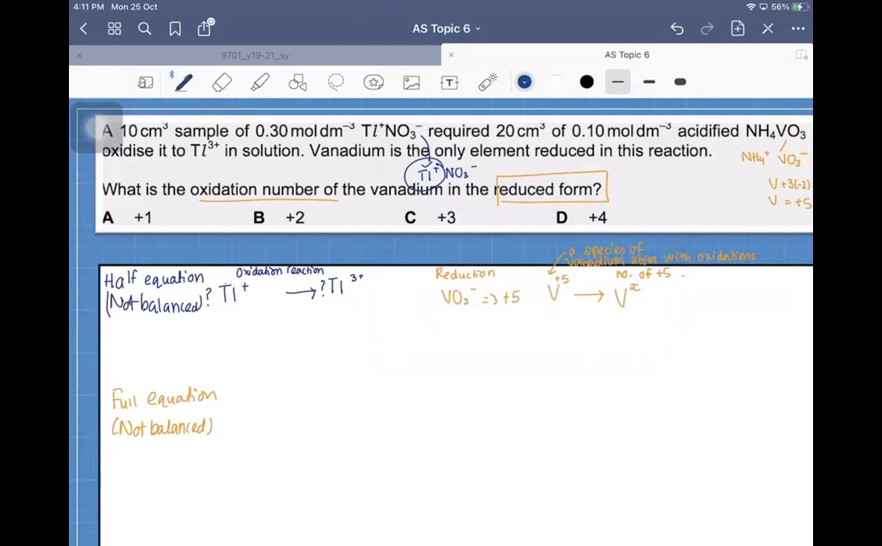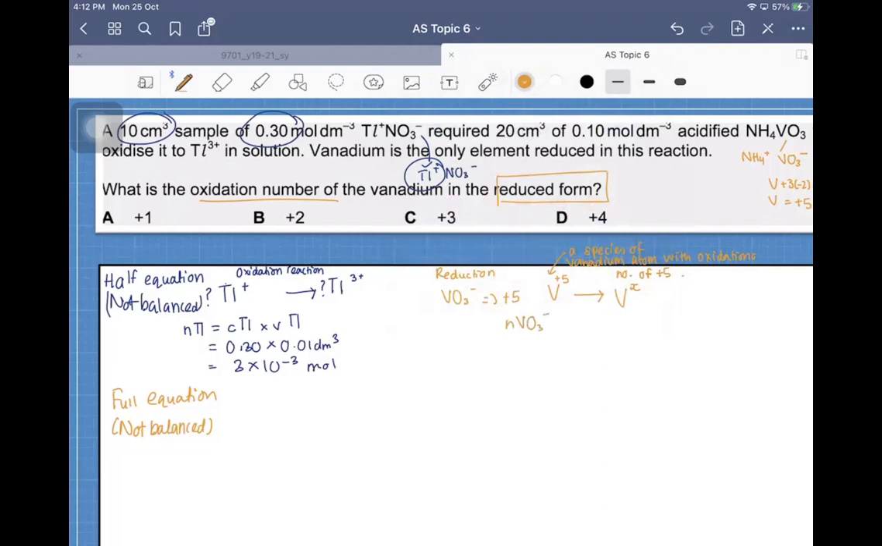Right? We want to find the mole ratio of reaction of thallium with VO3-. To find the number of moles of thallium, we take 0.30 moles per dm cube as the concentration and the volume. Concentration of thallium times volume of thallium, 0.30 times 10 cm cube, which must be changed to dm cube, 0.01 dm cube. So that's 3 times 10 to the power of -3 mole. Why do I find the number of moles? Because I want to know the mole ratio.